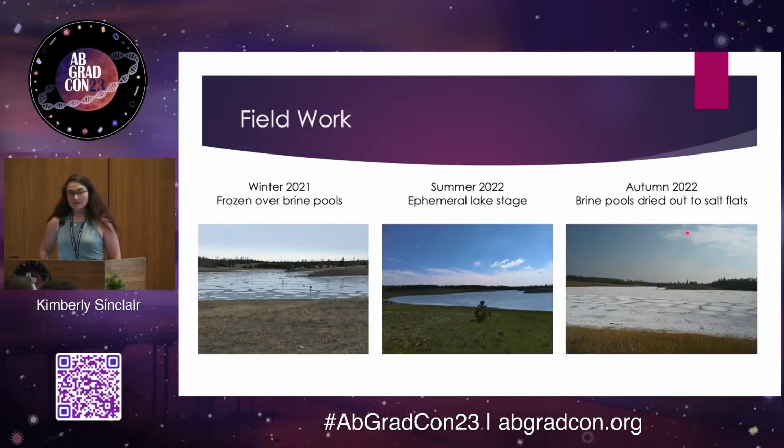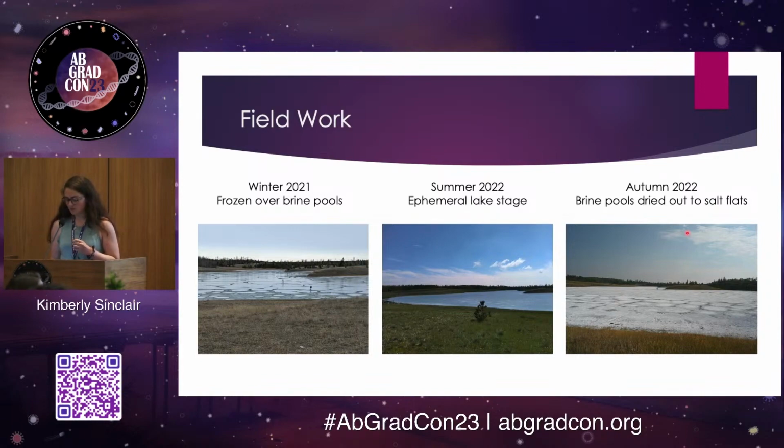So we wanted to go and visit these lakes over different seasons in order to understand how the mineralogy of different precipitates and evaporites, as well as precipitates in the sediments, change. So we went in winter, summer, and fall, and you can see the corresponding pictures here. In winter 2021, you see these brine pools starting to freeze over. In summer 2022, it enters this ephemeral lake stage where it has enough water that it actually covers the entire surface. And then in autumn 2022, these brine pools are drying out into salt flats, and so there's basically no water left in this system at all.